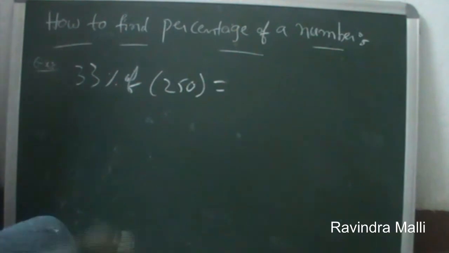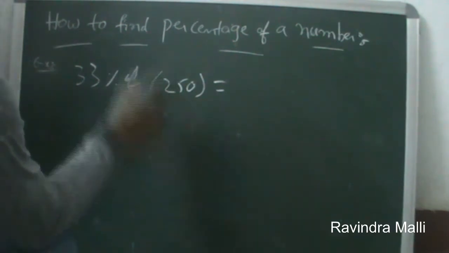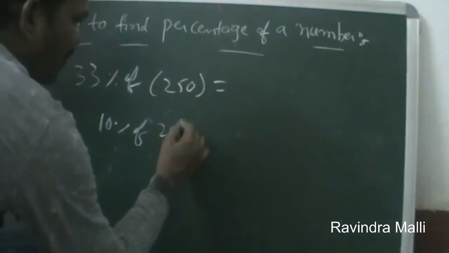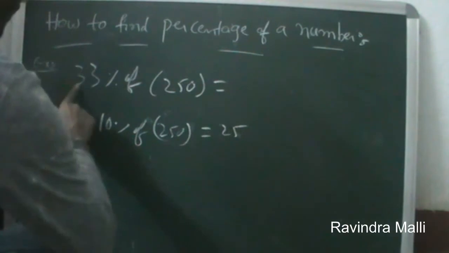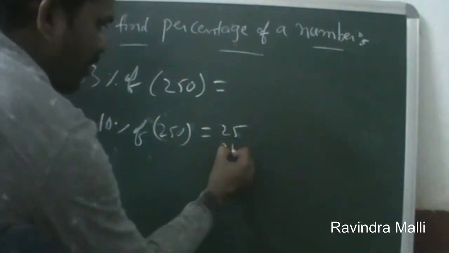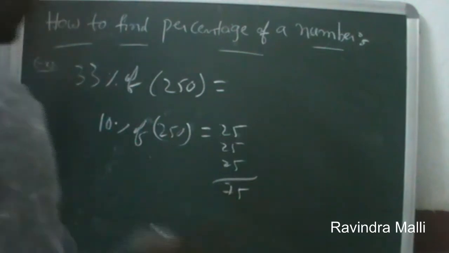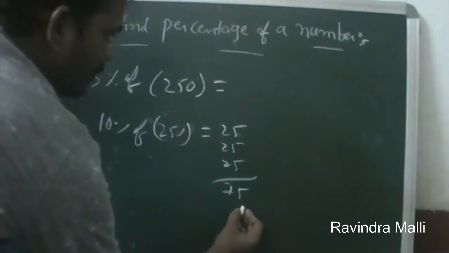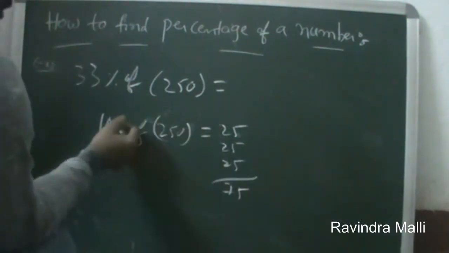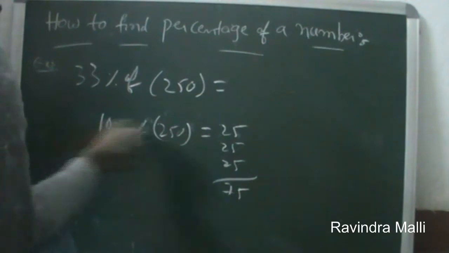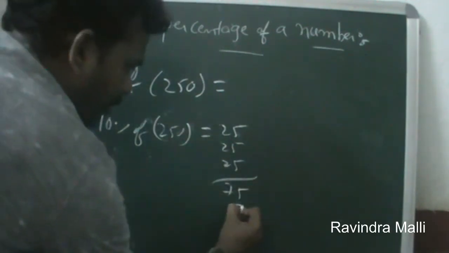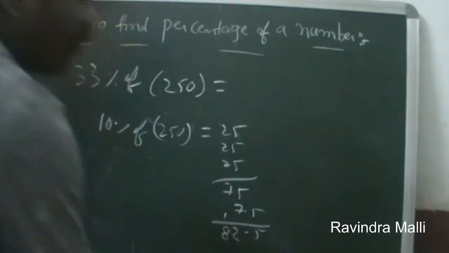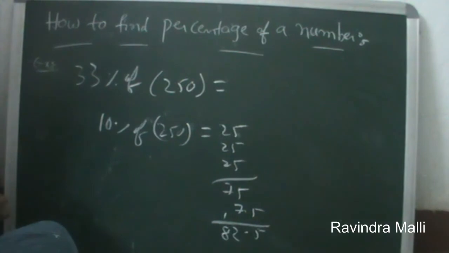I need a basic method. 10% of 250 is 25. We need 30%, so 25, 25, 25 equals 75. Then 3%: 10% is 25, 1% is 2.5, so 3% is 7.5. Just add 7.5, that is 82.5. Addition is very easy compared to multiplication, I know.